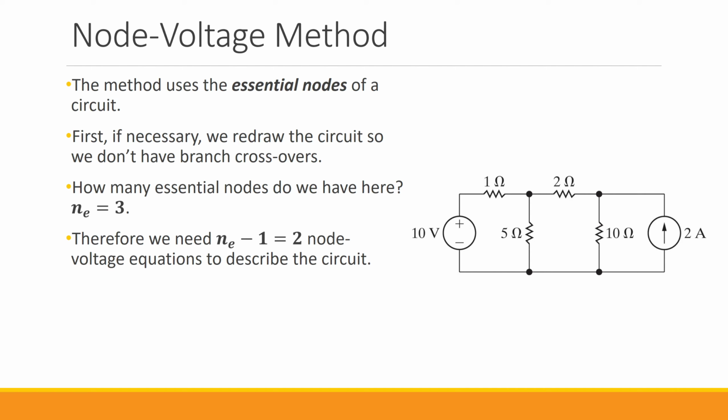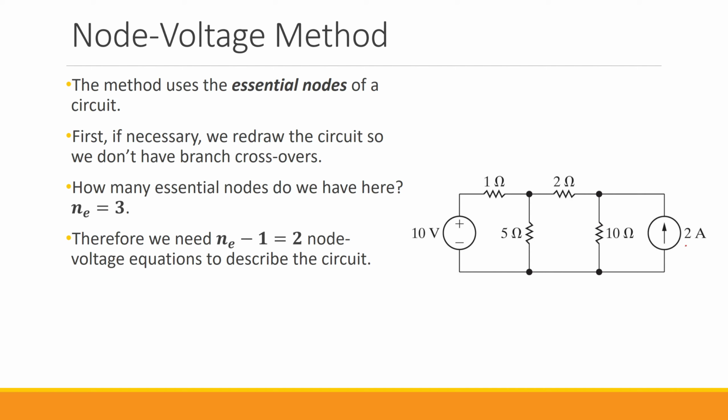So let's just take a look at this very basic example. We have this independent voltage source. The value is 10 volts. We have the positive and negative polarities like this. It is connected to a 1 ohm, a 2 ohm, a 5 ohm, and a 10 ohm resistor in this configuration. And finally, we have this independent current source with the value 2 amps that is connected here.